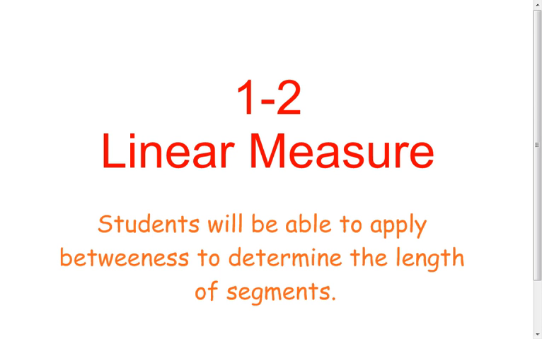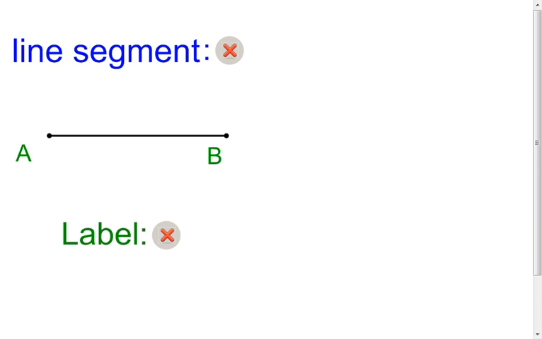Alright, in this lesson we're going to talk about linear measure. If you actually want to measure something, it's got to be a finite length. In that first section we talked about lines, which would go on forever. Therefore those things would not be able to be measured because they keep going on forever. So the first thing we're going to talk about here is a line segment. Now a line segment we're actually going to be able to measure.